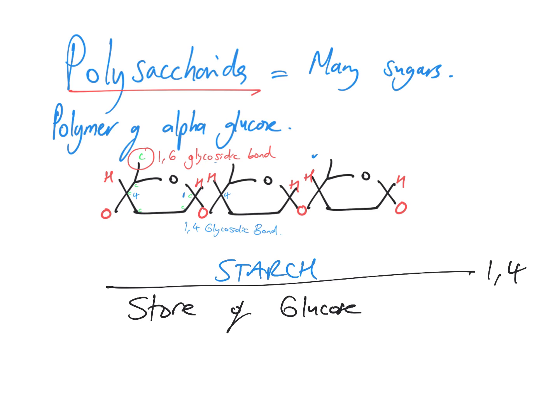But as we move into A level, which is what we're doing now, the straight linear chain of 1,4 glycosidic bonds has a particular name called amylose. You might be able to remember from your GCSE biology that the enzyme that breaks down starch is called amylase. It's because amylase breaks down amylose. Wonderful. Let's move on.